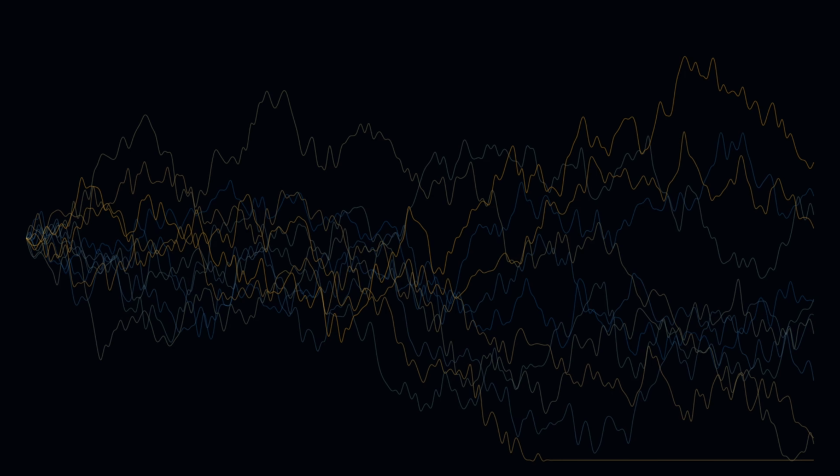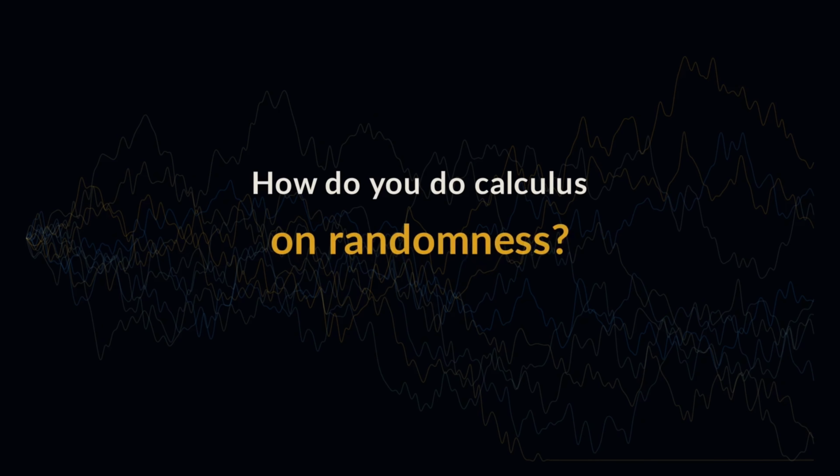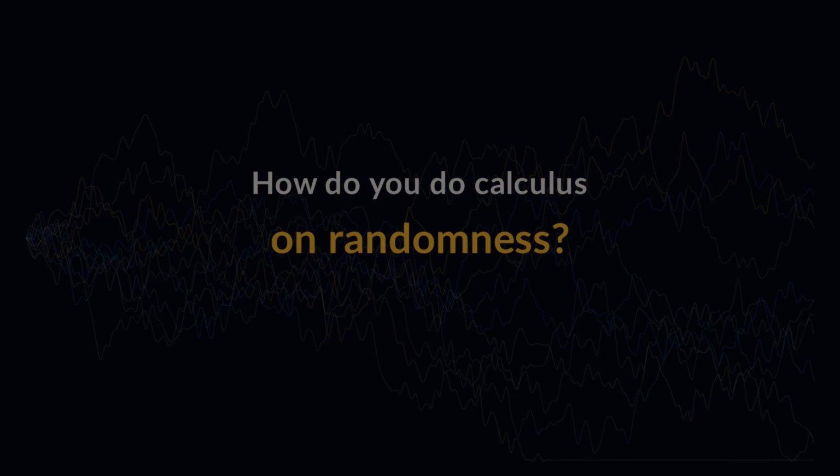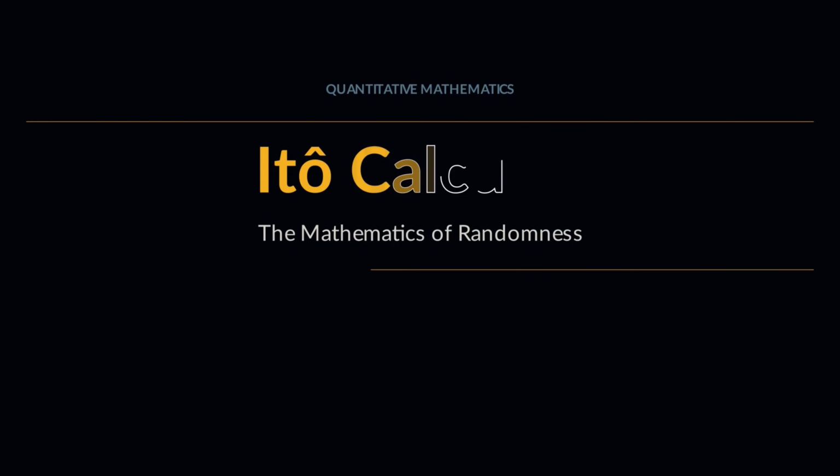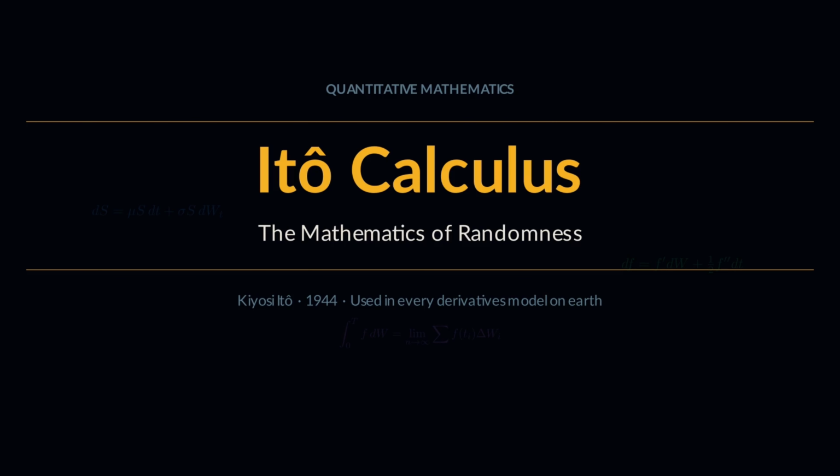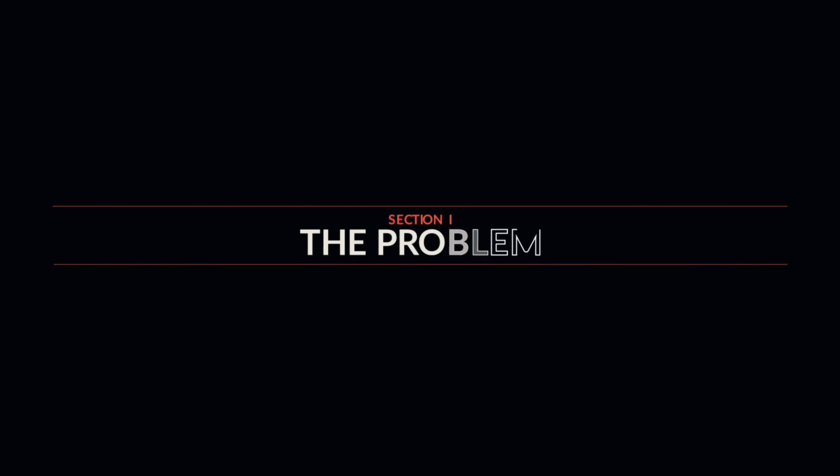How do you do calculus on something that is fundamentally, irreducibly random? The answer is Itô calculus, developed by Kiyoshi Itô in 1944. Today, it underpins every derivative contract on Earth.